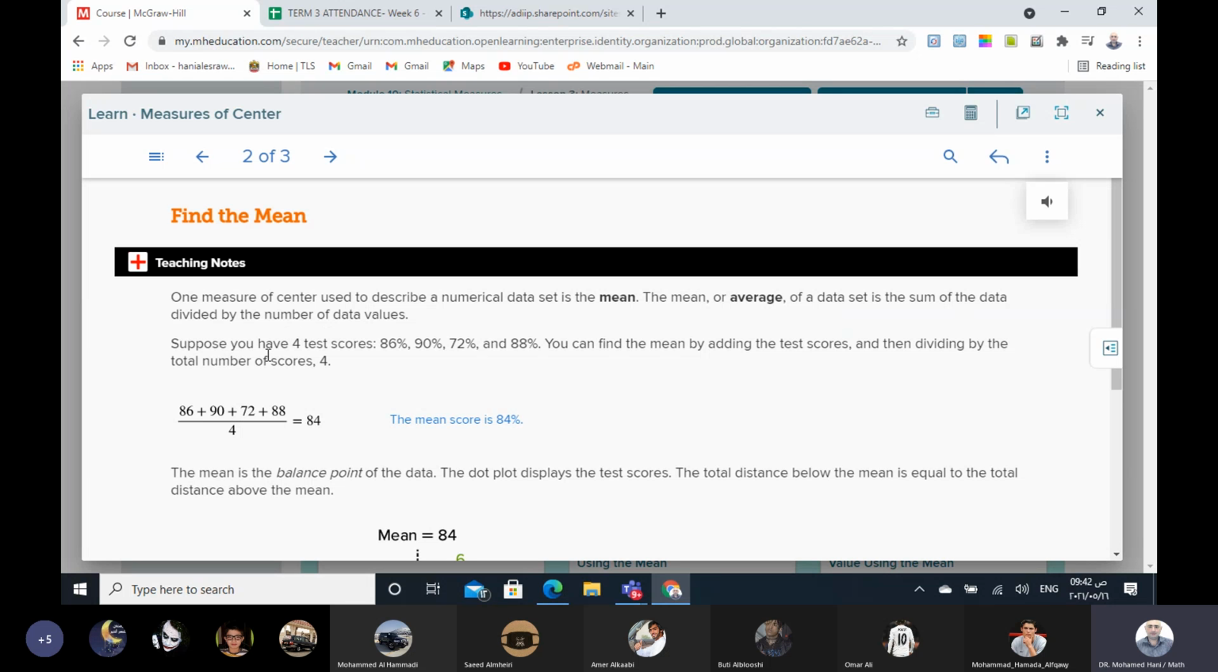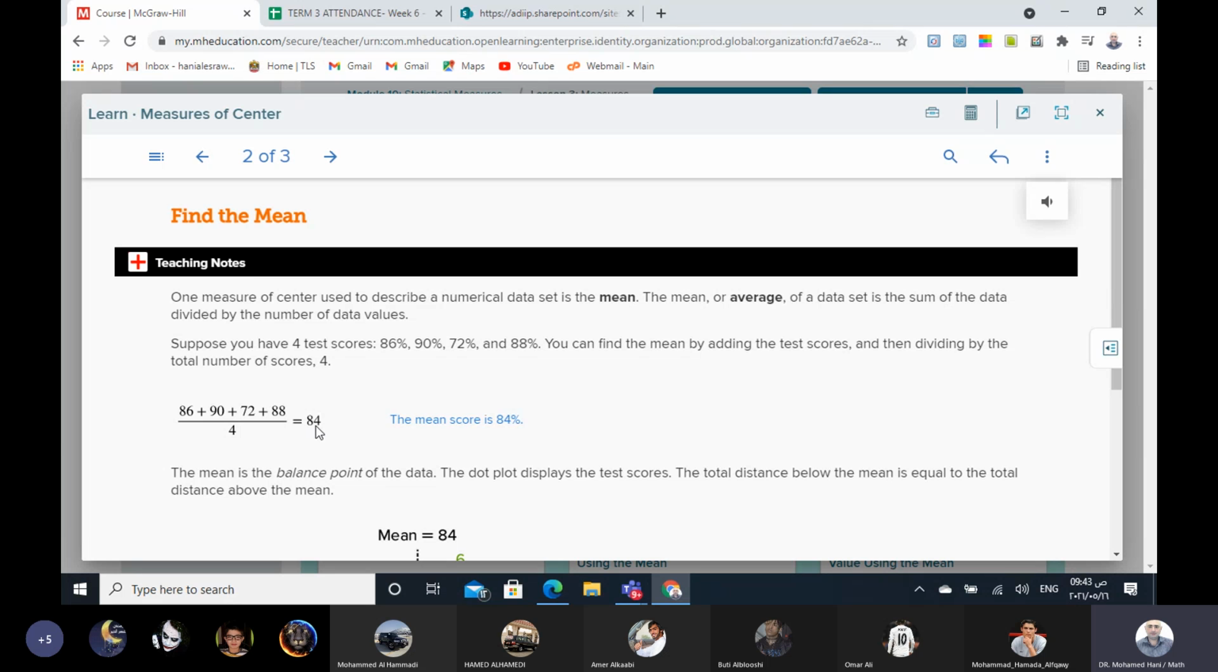For example, suppose you have 4 test scores: 86%, 90%, 72%, and 88%. You can find the mean by adding the test scores and then dividing by the total number of scores. First find the sum: 86 plus 90 plus 72 plus 88. How many results do I have? 1, 2, 3, 4. So divide by 4.